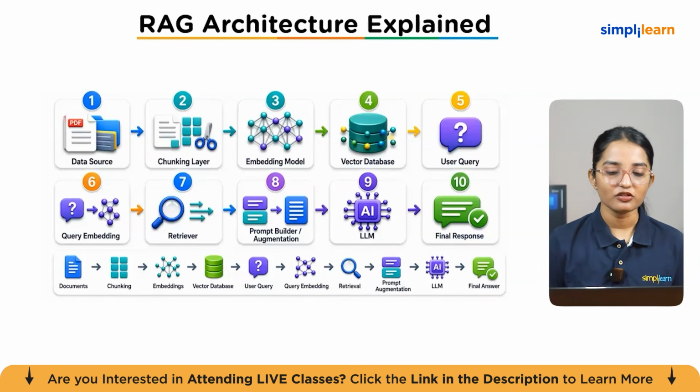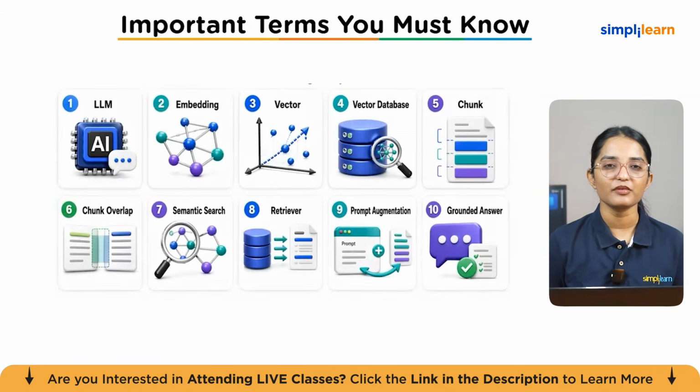So now that you have understood the RAG architecture, let's understand some important terms that you need to know. So first one is large language model like GPT or Claude that generates human-like text. Next is embedding, which is a numerical representation of text meaning. Then we've got vector, the numerical format which is used to represent that meaning. Then we have vector database. What it does is a database built for storing and searching those vectors.